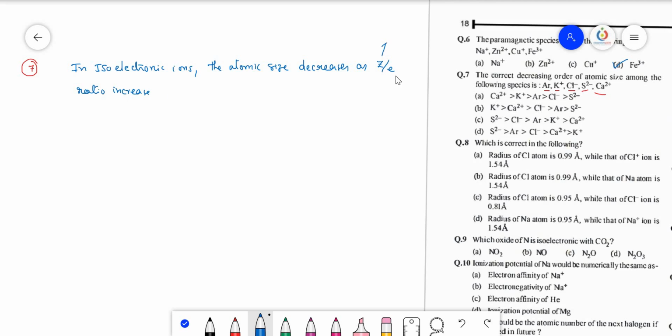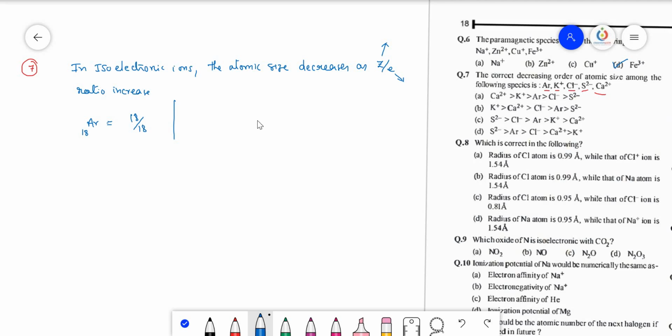Here Z means atomic number, E means number of electrons. So let us take the Z by E values of all these, and afterwards I will tell one more trick also. So argon atomic number is 18 and it is having 18 electrons. So 18 by 18 it is having.